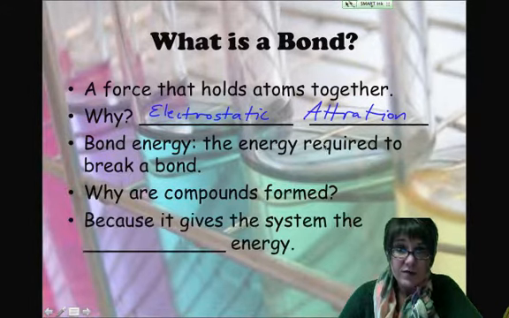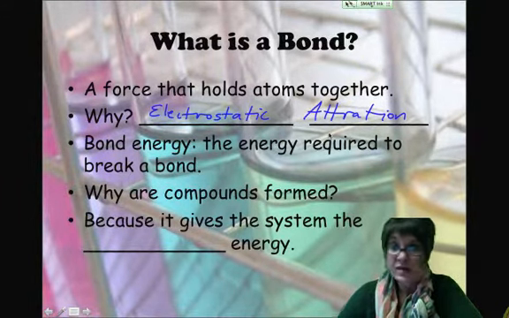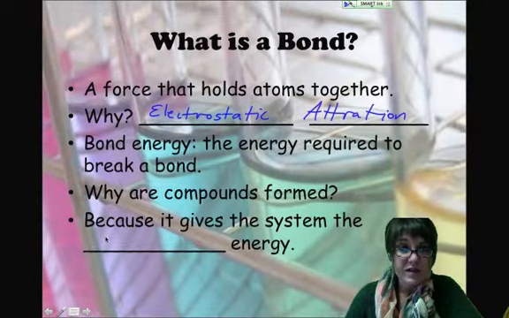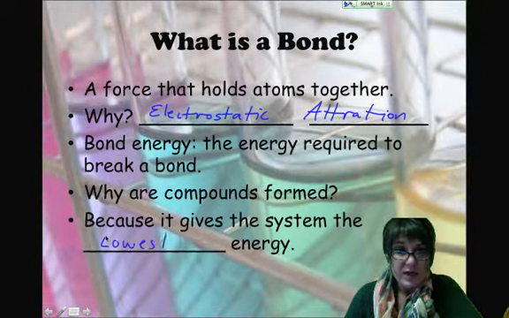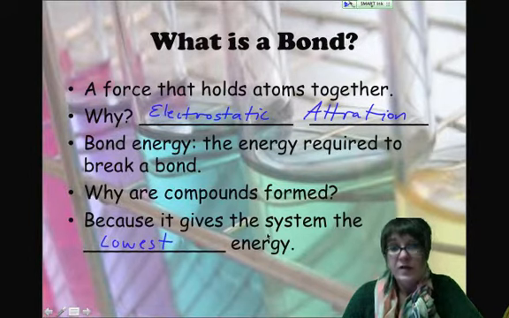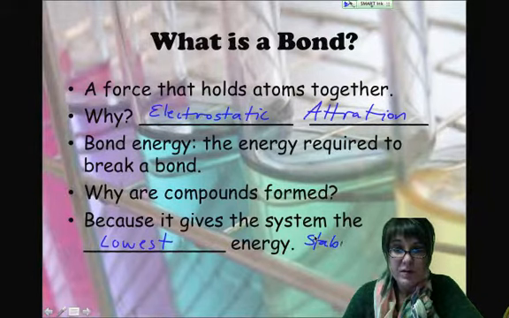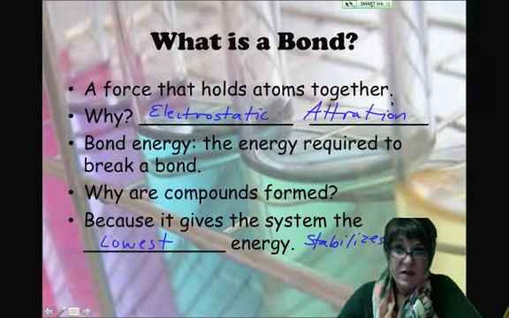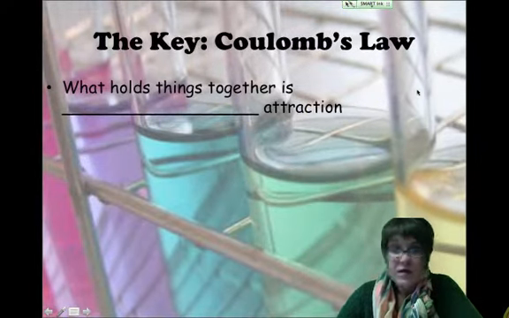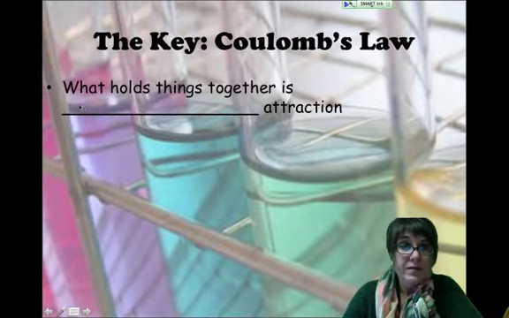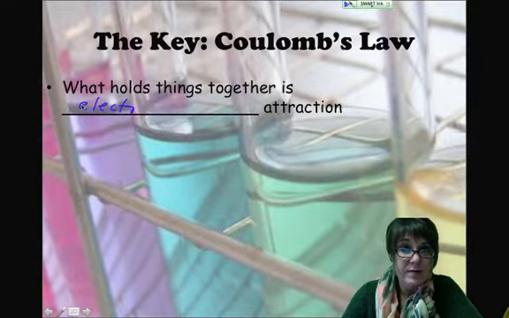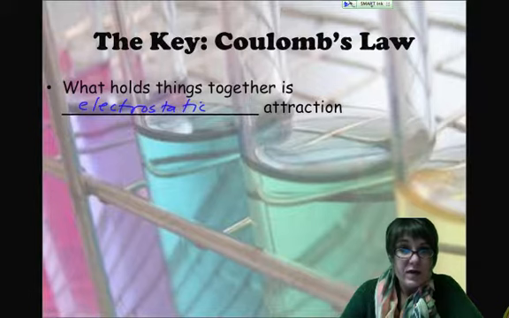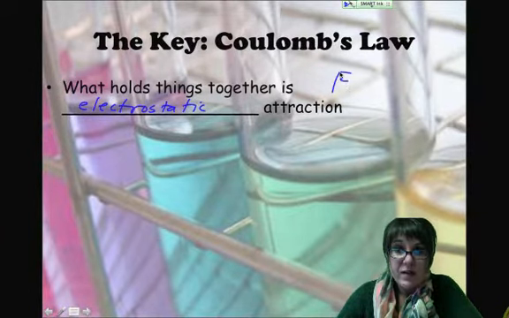Well, we form compounds because it gives the system the lowest possible energy that it could be at. So it stabilizes the entire system to form these bonds. If it doesn't stabilize the system, then it's not going to form the bonds. So the thing that holds the universe together is electrostatic attraction. And in our last unit, we looked at Coulomb's law describing the electrostatic force between charged particles.